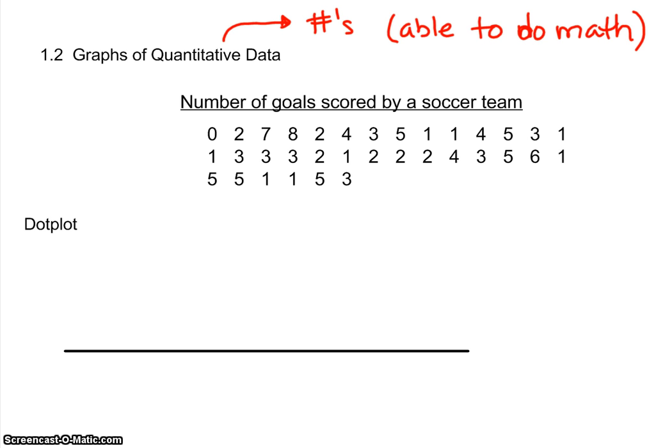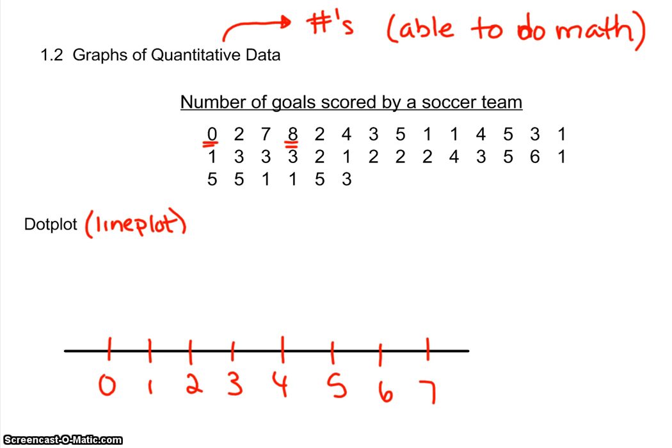One of those ways we can look at it is a dot plot, also called a line plot. Line plot a lot of times because what we're doing is putting the data on the number line. So what I'll look at is what's my smallest value and what's my largest value. I'll put each of those values on my number line from my smallest up to my largest. And the process goes that for each observation, I'll put some type of a mark above that observation.